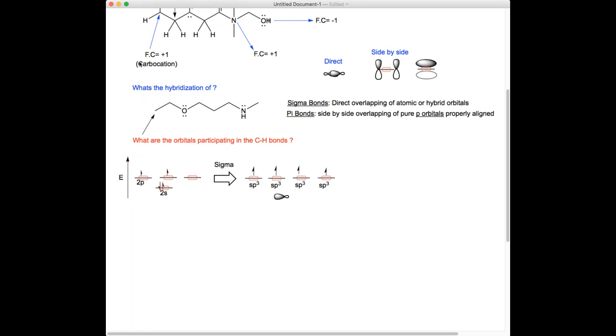So now I'm going to ask you another question. What about this sigma bond here? What are the orbitals participating in that sigma bond? Okay, what are the orbitals? I want more people answering that question. And if you guys don't understand, please ask. It is extremely important that everybody understands.